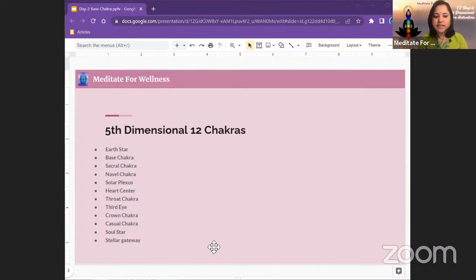The sacral is 2 inches below the navel, the navel chakra is right at the navel, the solar plexus is above the navel, then the heart center, the throat center, the third eye, the crown. The Soul Star is above the Crown Chakra, and the Stellar Gateway is above that. So we will learn what happens when these chakras are getting activated, and we can meditate on that every day.